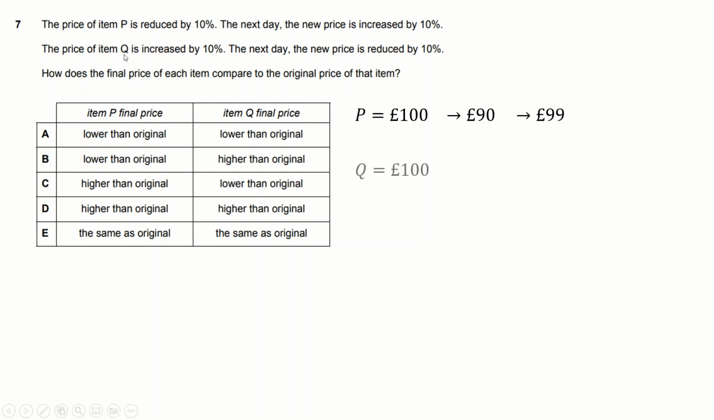Let's just make q 100 as well. Increase it by 10% to make it 110. 10% of this is 11, so take that away and you get to 99, so they're both lower than the original price. Quite an interesting thing that I recommend doing some extra reading about.